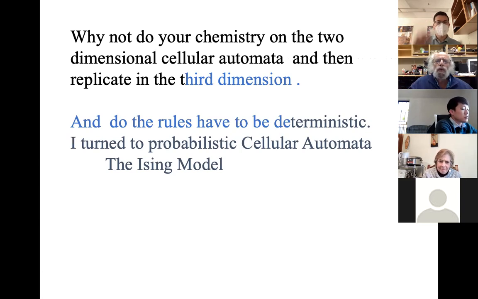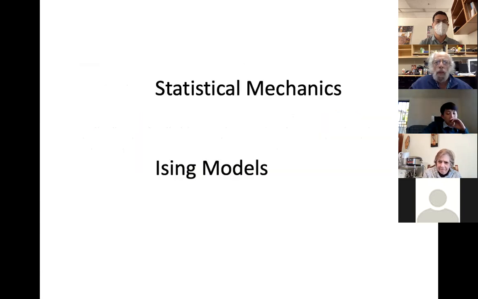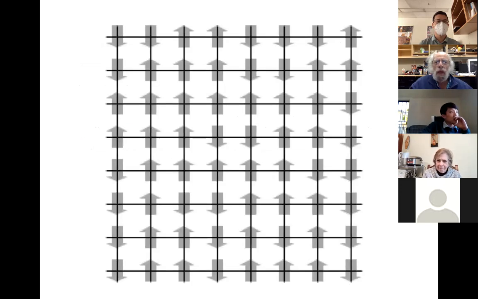And do the rules have to be deterministic? I turn to a probabilistic cellular automaton, the famous Ising model. So this is statistical mechanics and the Ising model. Now, the Ising model deals with spins. So if all the spins are interacting ferromagnetically, they are all in the same direction. If they're interacting antiferromagnetically, they go in opposite directions.